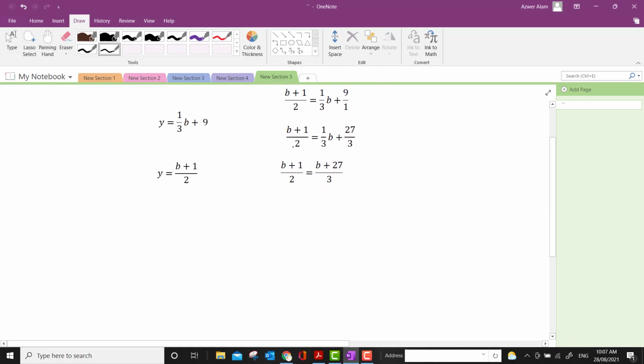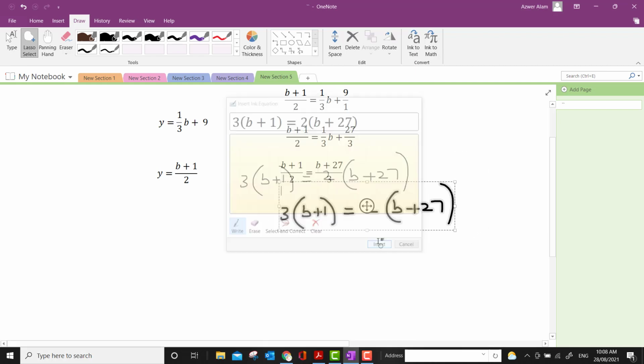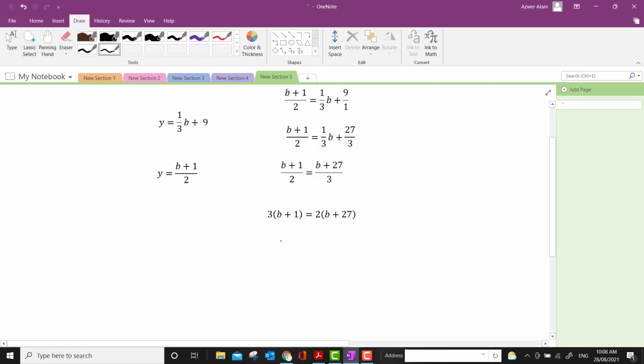We now can use cross multiplication. We can multiply this 3 by this and this 2 by this to get rid of the denominators. So 3 times (b+1) is equal to 2 times (b+27). So we can open the bracket now. 3 times b is 3b plus 3 times 1 is 3 is equal to 2 times b is 2b plus 2 times 27 is 54.